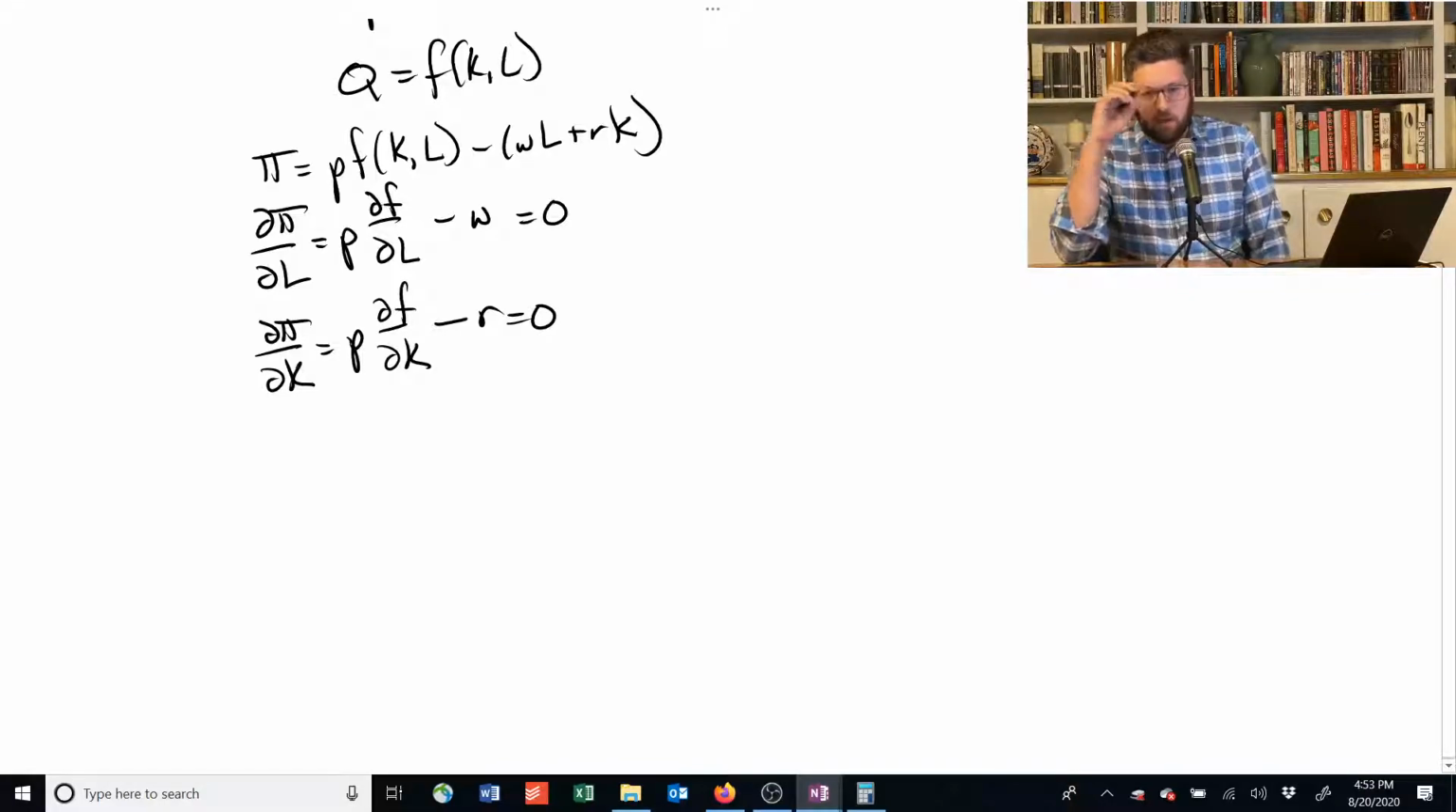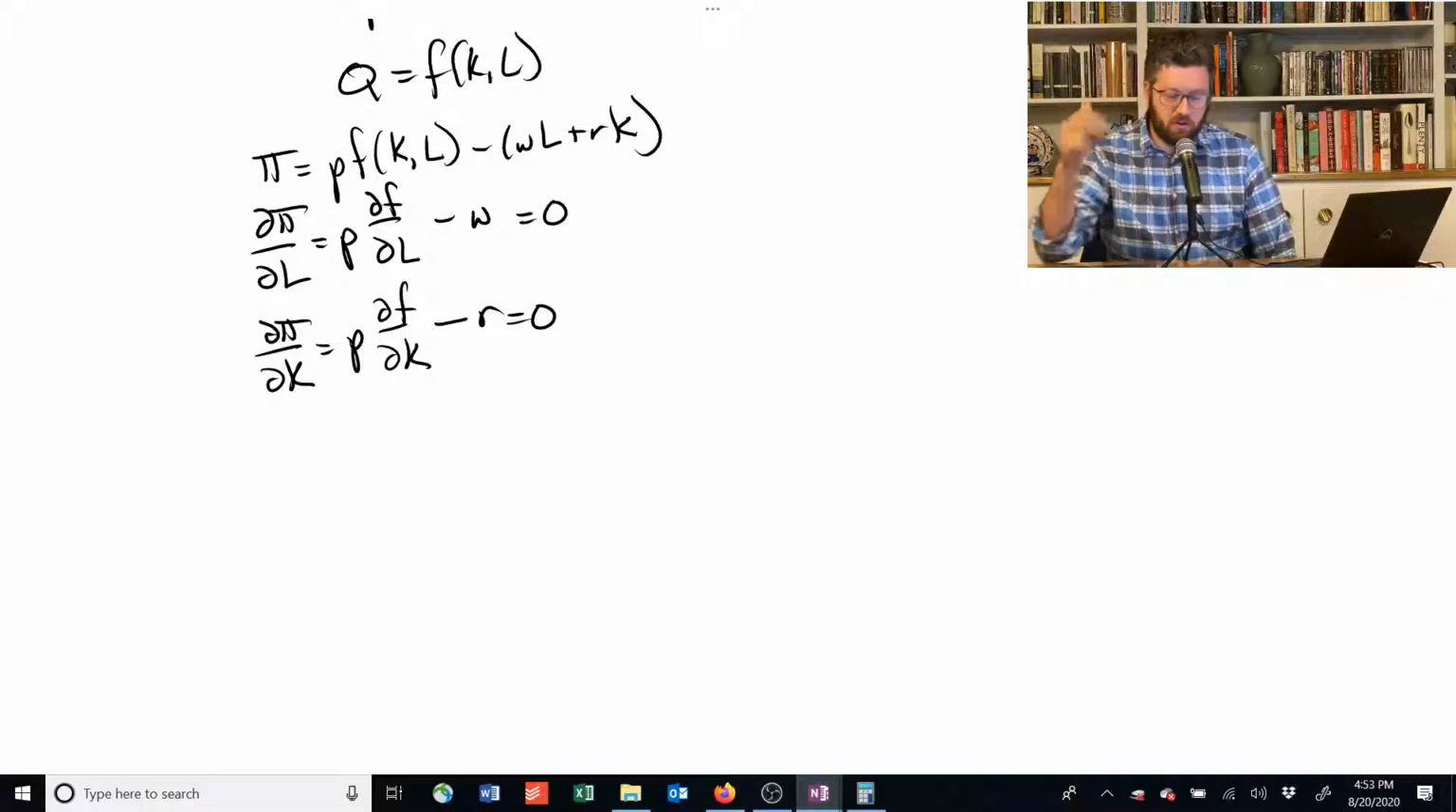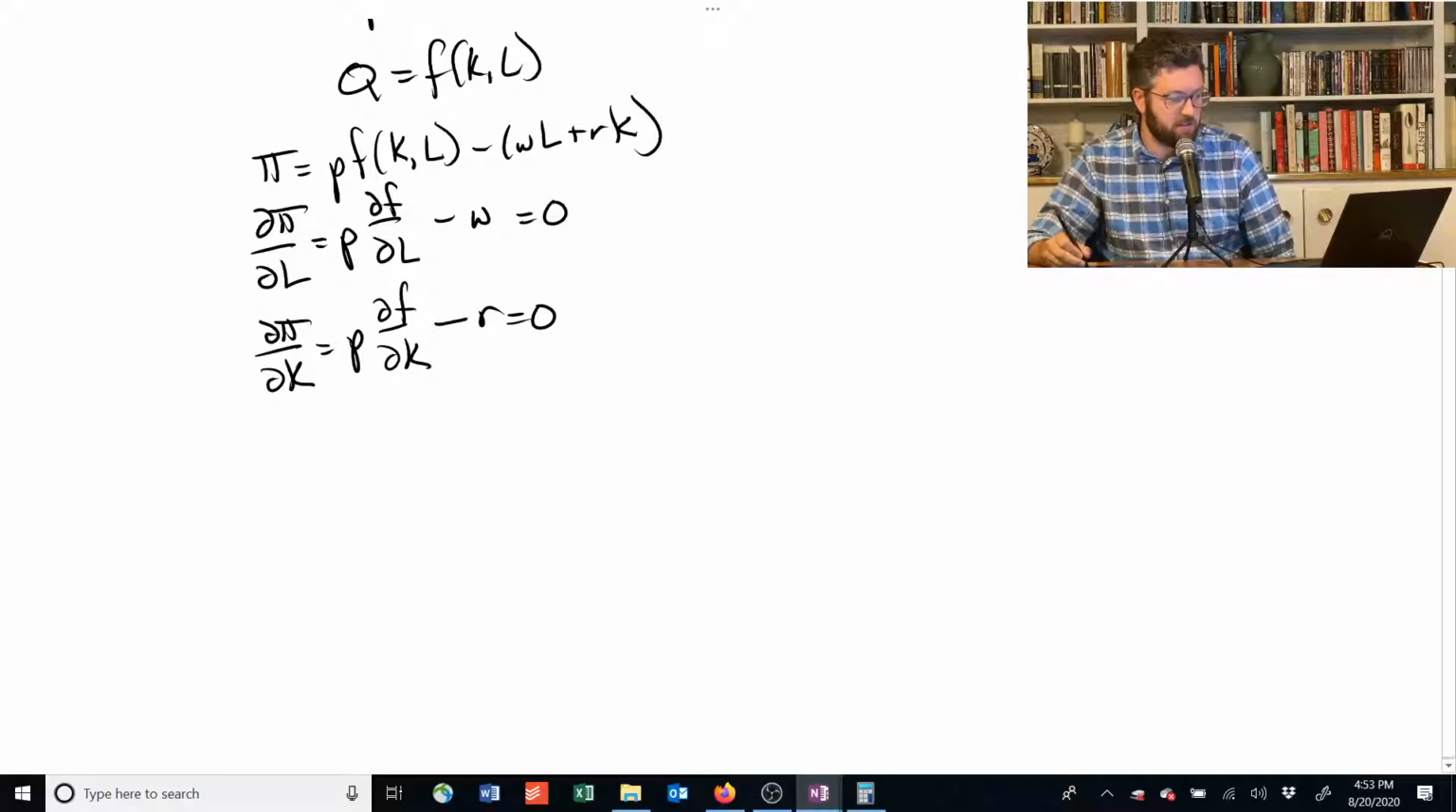And we could in theory have to take the next derivatives to make sure that this first order condition equal to 0 gives us the max and not the min. But if we're assuming diminishing marginal products of labor and capital, we know that that's going to be satisfied. These are now our two first order conditions.